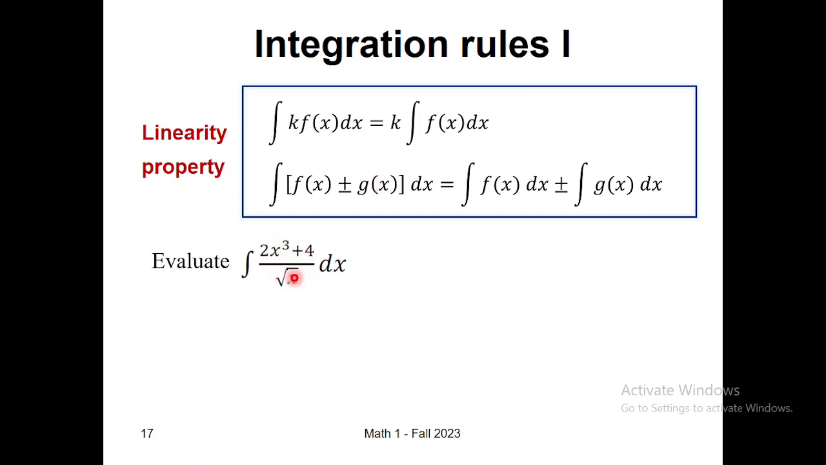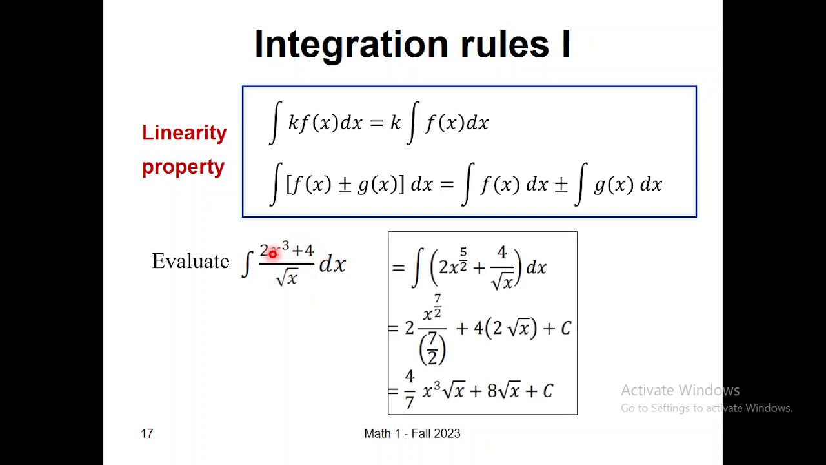So let's start with this. How to deal with it? We can distribute the numerator over the denominator and say it is 2x to the power 3 over root x plus 4 over root x. Now, after making this, we can use this property in order to divide this integral, this problem, into two sub-problems and deal with each separately. And it's expected that each sub-problem is simpler than the original problem. So now this problem can be integrated simply by increasing the power by 1 and dividing by the new power, and also this. It will be x to the power negative half. You can increase the power and divide by the new power.